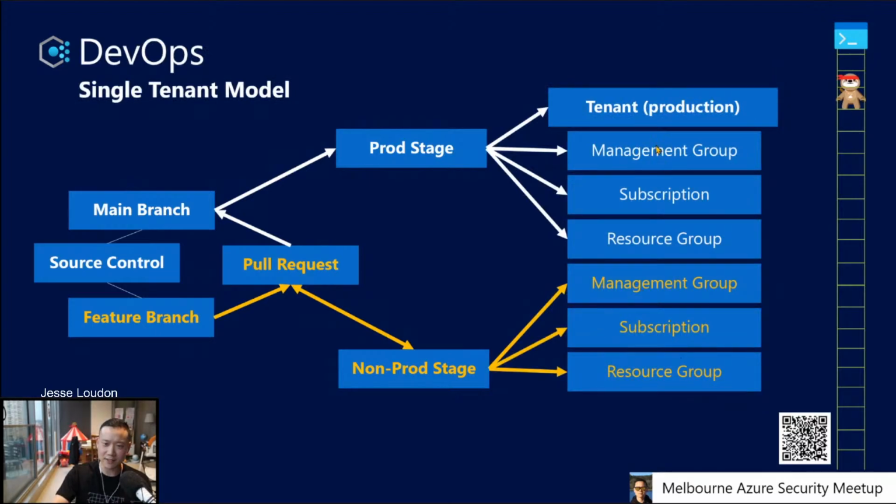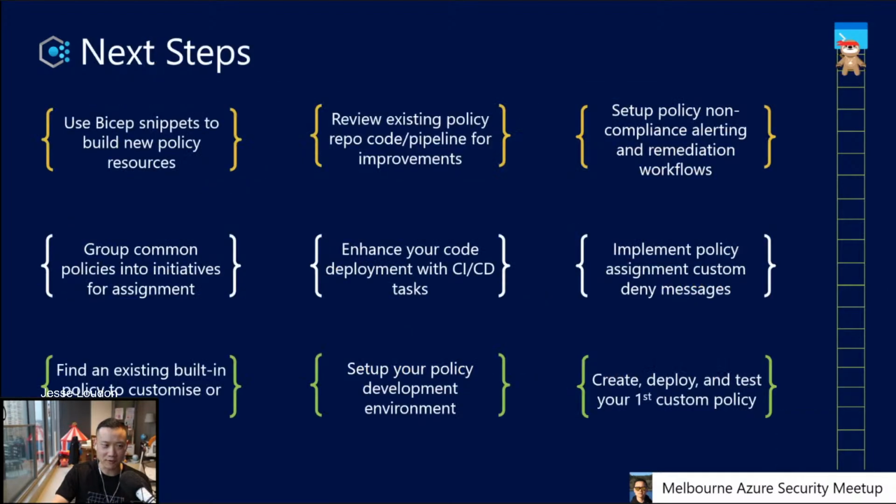Similar model, but basically, if you have a single tenant, you're probably going to have multiple management groups, or at least multiple subscriptions. So in the pull request stage, let's say you're doing a non-prod deployment first, which is highly recommended. You would deploy your non-prod policies to, say, a non-prod management group, or a subscription for non-prod, or you may do the assignment to a resource group to minimize the risk of something going wrong. And then again, after that's been tested, you then merge that to main and deploy to prod there. So that's a single tenant model, which you may be familiar with.